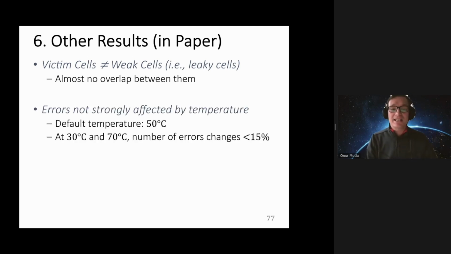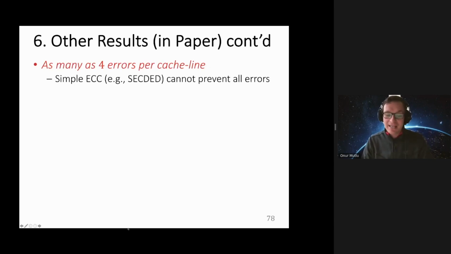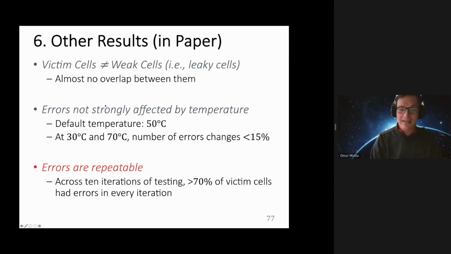Okay, so errors are not strongly affected by temperature, and we also found out that errors are repeatable, which is really what makes this a security problem, because if you induce a bit flip in a cell, you're going to induce that bit flip again and again. That's why this becomes a security problem. That way you can profile the memory and figure out which bits are vulnerable to these bit flips, and then you can try to induce those bit flips at the right time, in the right applications.